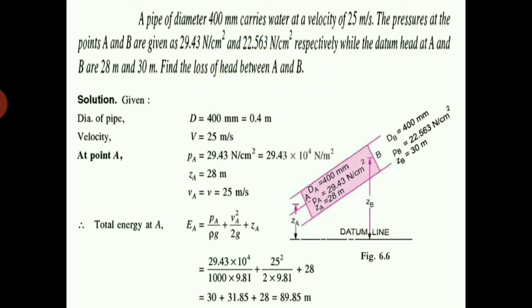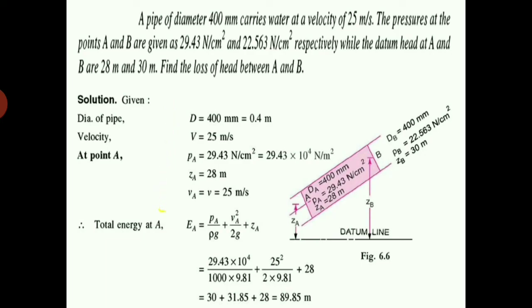So in this numerical, we need to draw the diagram first. So we will be drawing the diagram. So this will be our datum line. From this, the section 1, the first section is 28 meters and the second is 30 meters. Again, the diameter is same throughout this section. The pressure at section 1 is 29.43 into 10 to the power 4 Newton per meter square. Pressure at 2 is equal to 22.563 into 10 to the power 4 Newton per meter square. So all this is being given to us.